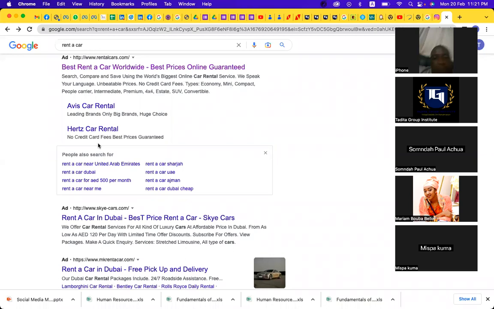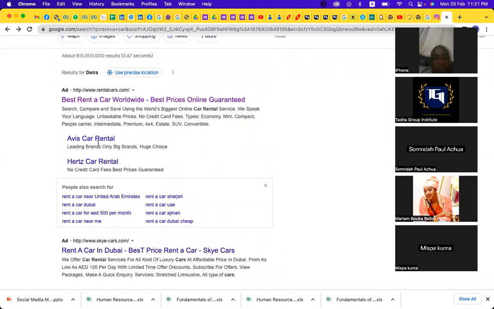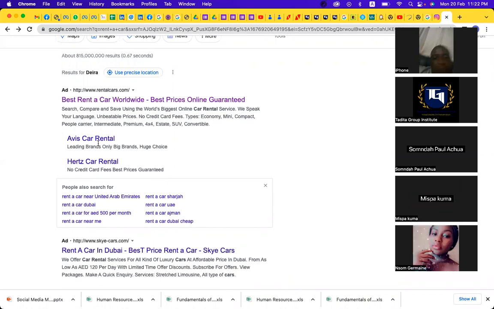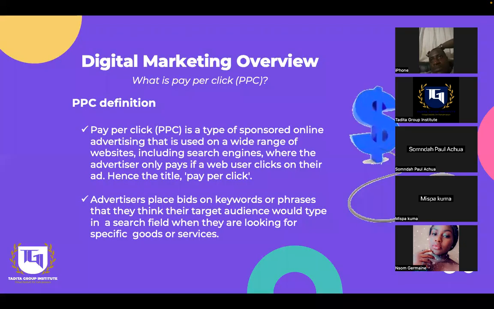You must be a digital marketing specialist before you will be able to do what? To create this ad, because it takes time. You need to take time to study and understand how these ads are being created. Because if you don't understand how the ads are being created, you are not going to get the best results out of the ads which you are going to create. Okay, so that's the meaning of advertiser.